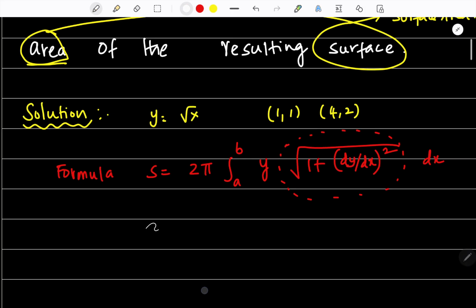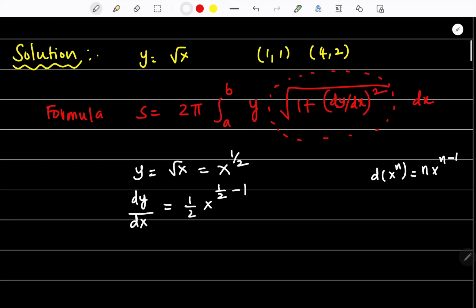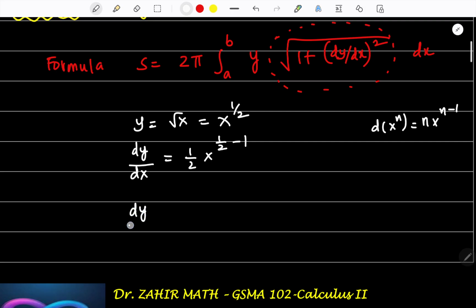Let us calculate. y equals root x, which can be written as x to the power of half. So we are going to calculate dy by dx. What is dy by dx? Half x to the power of half minus 1. What is that? The derivative of x to the power n is n x to the power n minus 1. In the same way, half comes down, and half minus 1. So dy by dx is equal to half x to the power of half minus 1, which is negative half.